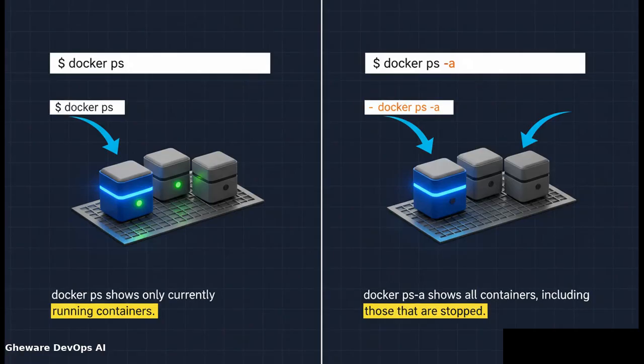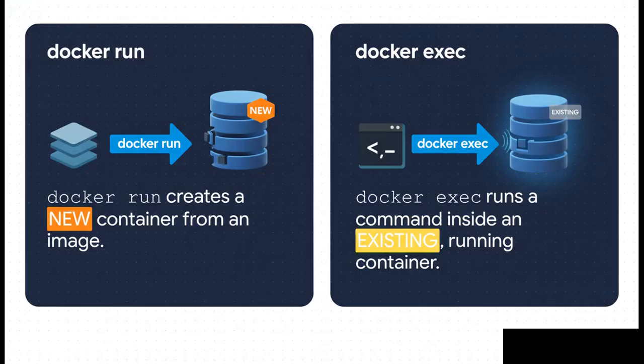Now, this is a classic spot where beginners get stuck. You run docker ps, and you only see your active running containers. You might think your other containers have just disappeared, but they haven't. They're just stopped. To see all of your containers, both running and stopped, you need to add that little -a flag.